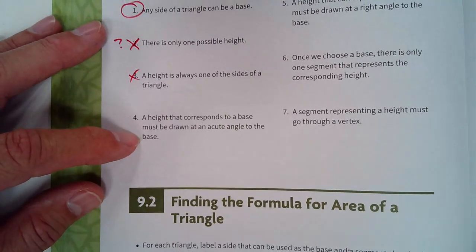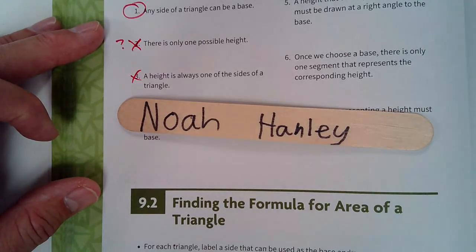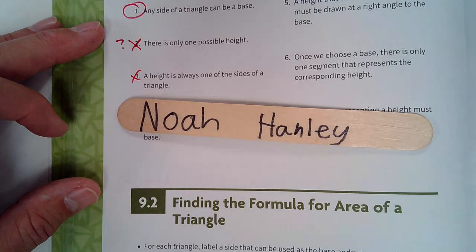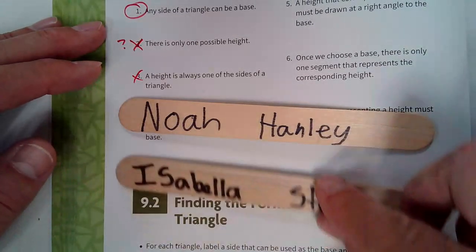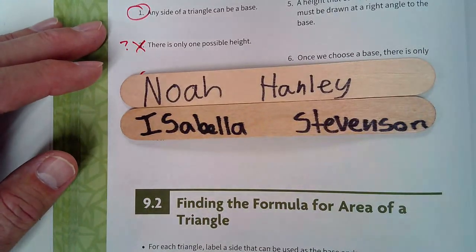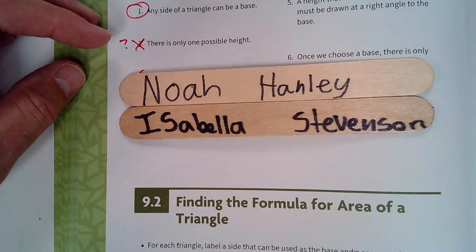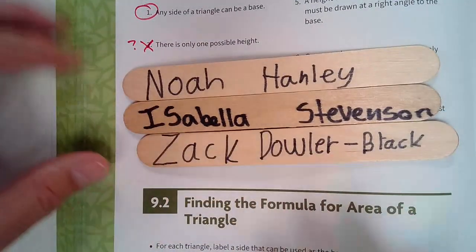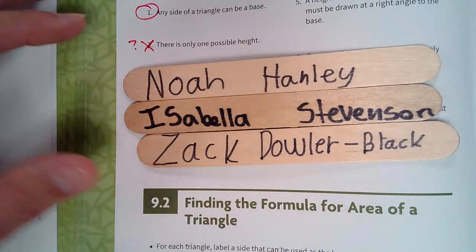No. Now, I'm going to pull a stick here. Let me see here. Mr. Hanley, what's an acute angle? You remember? No? Okay. Miss Stevenson, what's an acute angle? You remember? No? Okay. So we're up to 30 points here. Mr. Dowler, 30 points. What's an acute angle? An acute angle is an angle that's like less than a right angle. Nicely done. 30 points for your group.